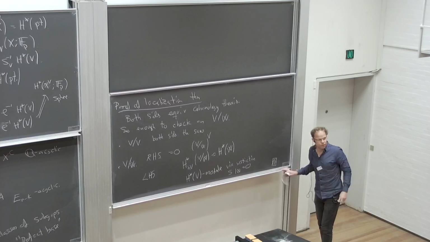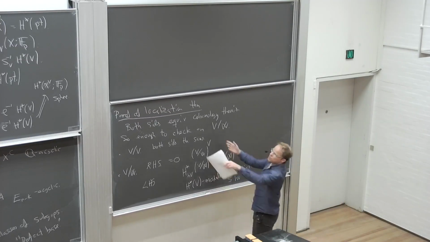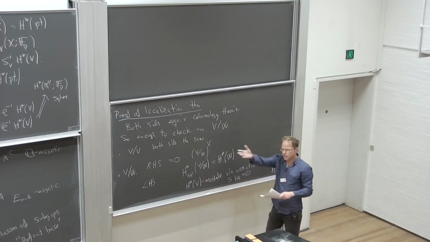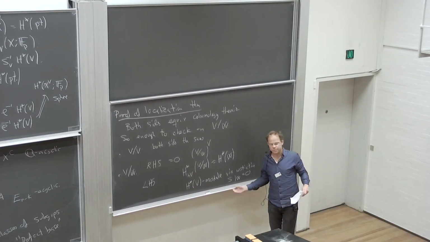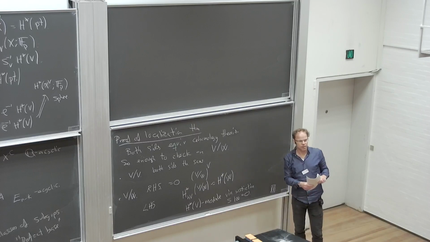So that's the proof of the localization theorem. I thought that was nice to see, because now you've seen the proof of the localization theorem, and I said the higher ones work the same way. Questions about the proof of the localization theorem?